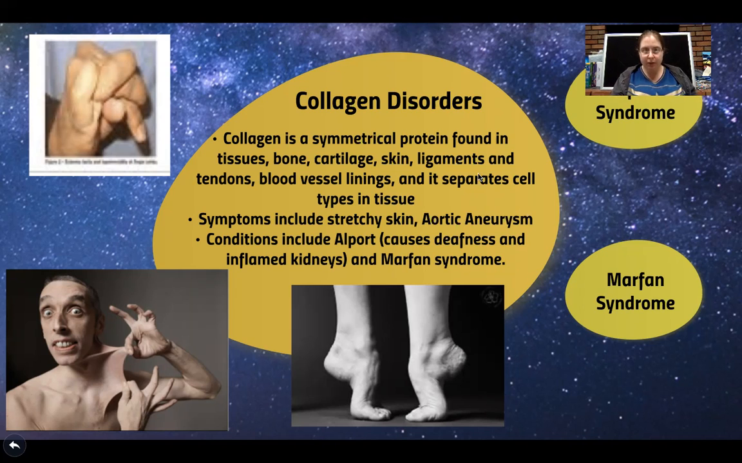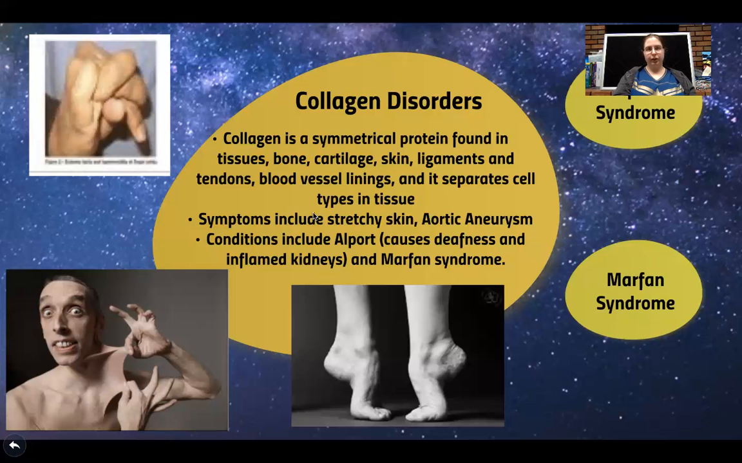Aortic aneurysm, so the aorta is the main artery that leaves the heart. And what happens there is, if it can't be flexible enough to expand and contract in order to pump the blood, it can actually burst and lead to an aneurysm, which means that the blood vessel has burst and now you're essentially internally bleeding to death.